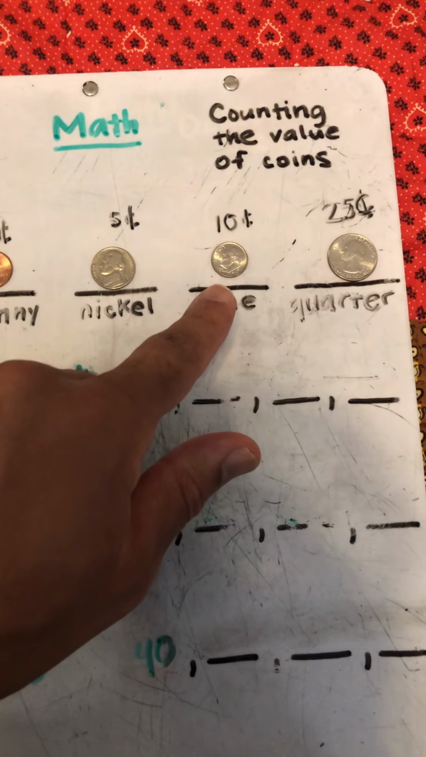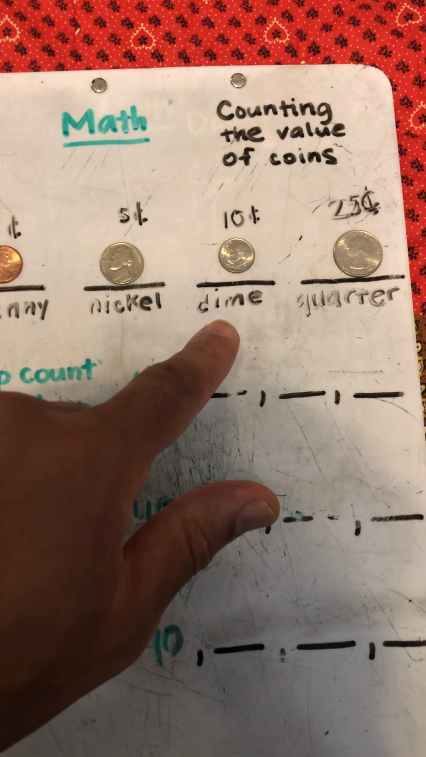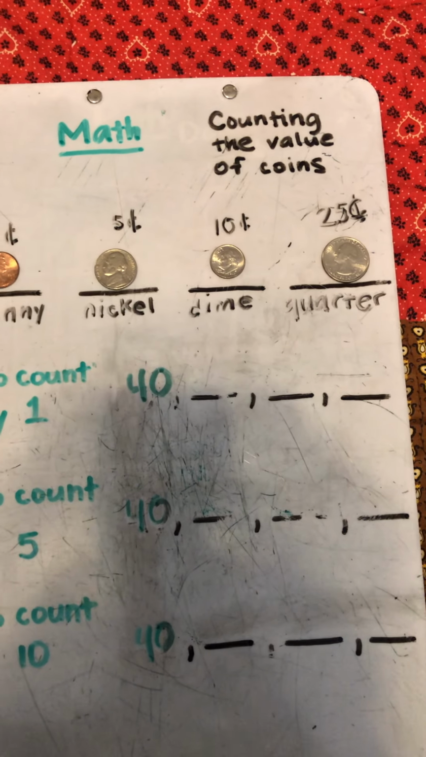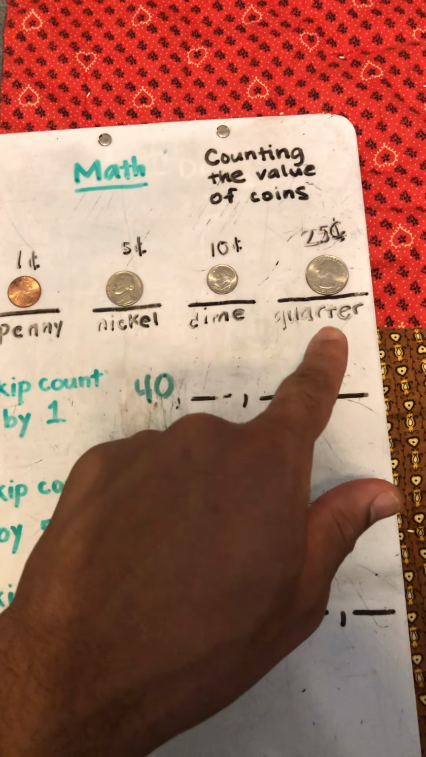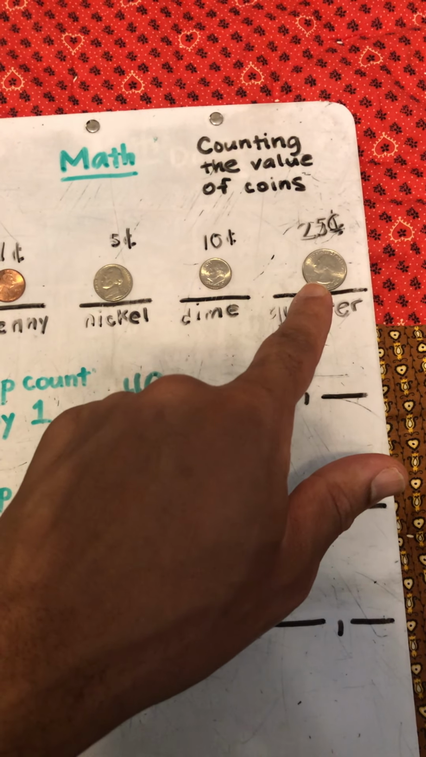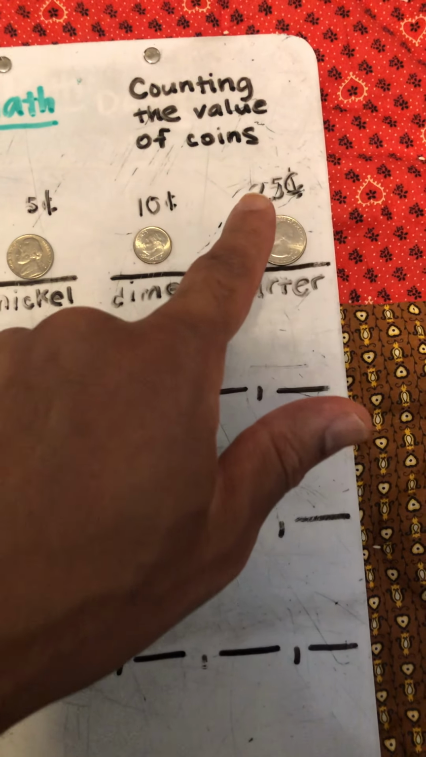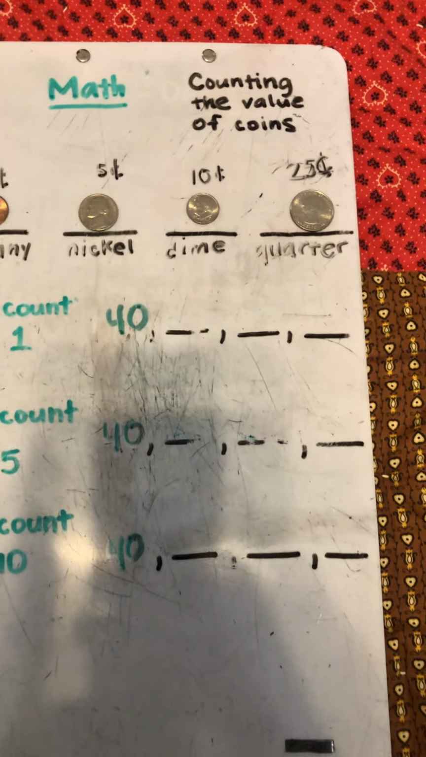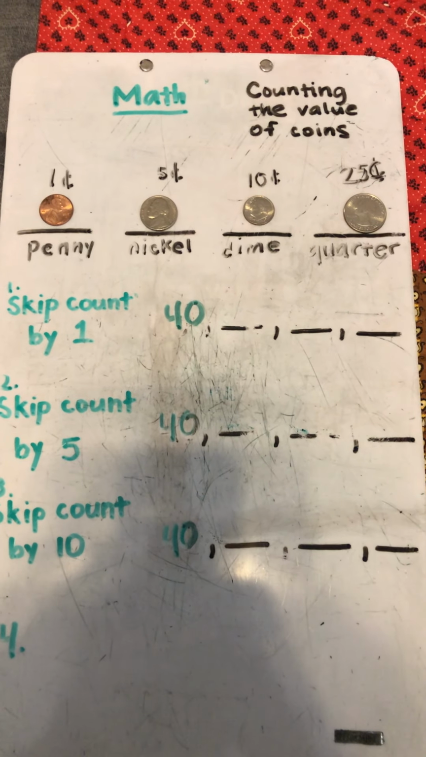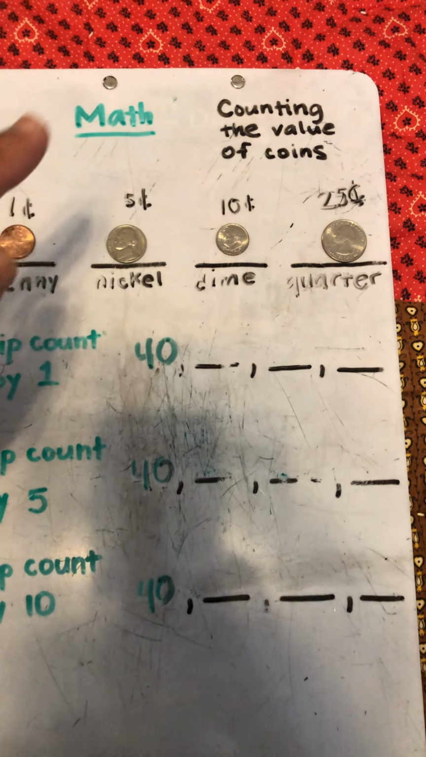Next, we have our smallest coin. This tiny silver coin is our dime, and it has a value of 10 cents. And last but not least, we have our quarter. Our largest of the four, this silver coin has a picture of George Washington on it, and it has a value of 25 cents.